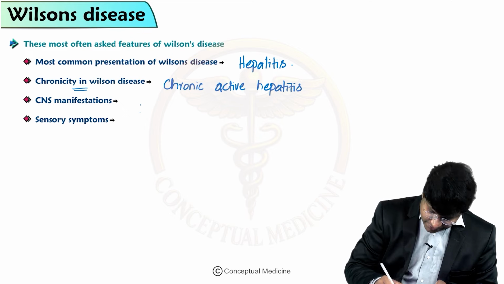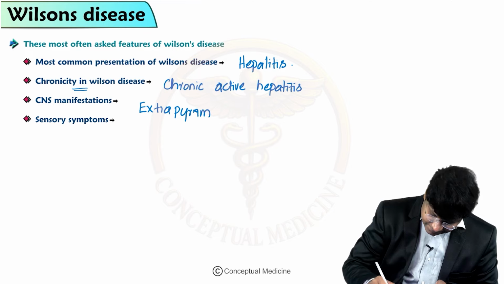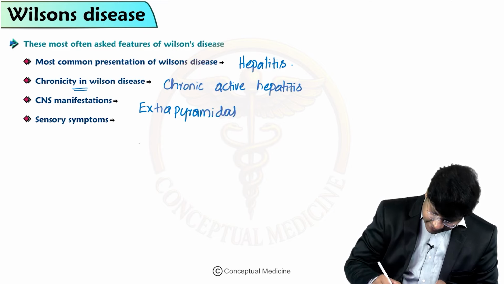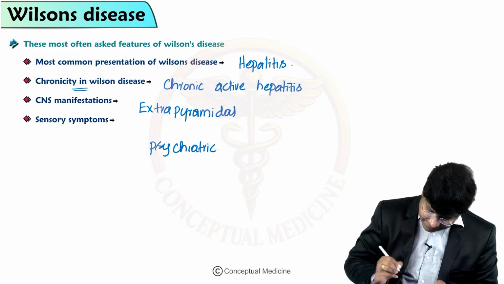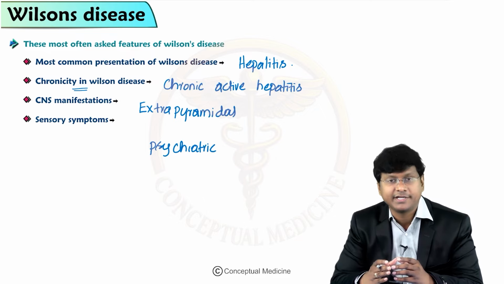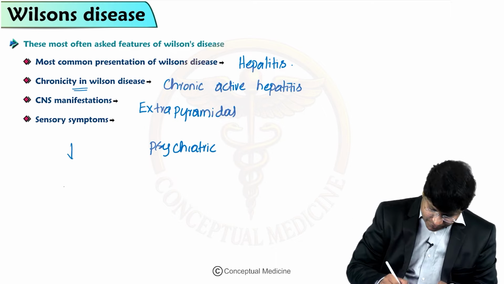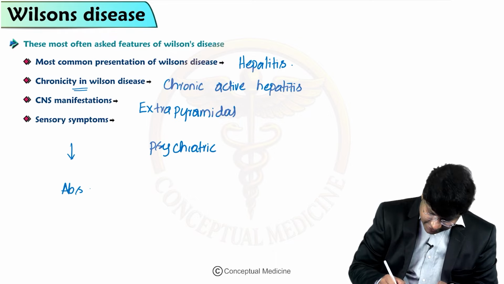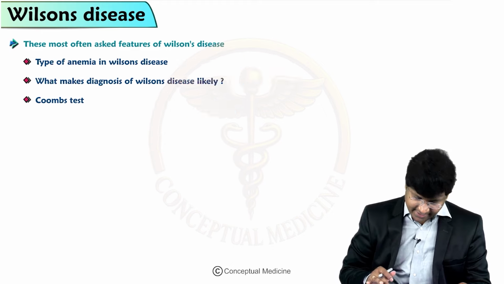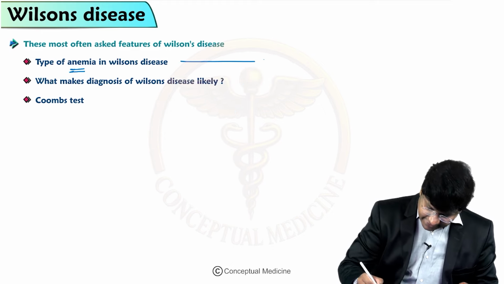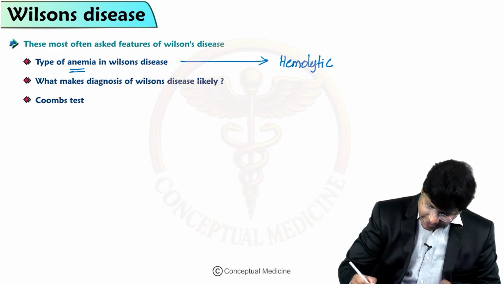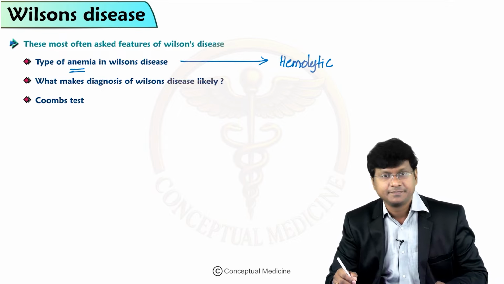And CNS manifestations, if you see, the CNS manifestations will be in the form of extrapyramidal features, that is due to involvement of the basal ganglia. And these individuals also have psychiatric manifestations, right, and that will be a behavioral alteration, and there will be frank psychosis, okay. And sensory symptoms, let me tell you, they are never present in patients with Wilson's disease. And if you take the type of anemia in this individual, it will be hemolytic anemia. And what type of hemolytic anemia is this? It is Coombs negative hemolytic anemia, right?